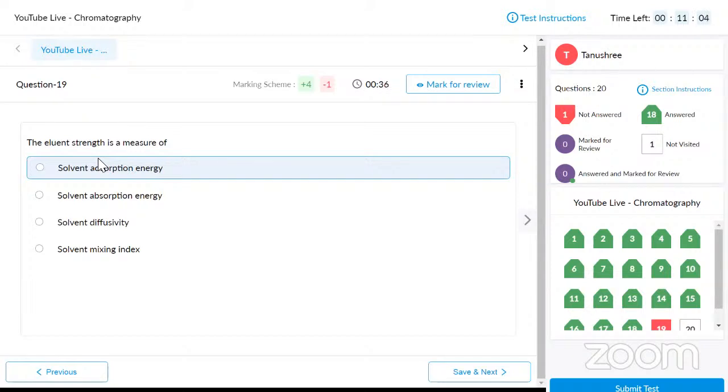Why? Because of the eluotropic series. Ranks of solvents have different capabilities to displace solutes from a given adsorbent. So each solvent has a different capacity to separate your solutes. So obviously it has to be adsorption. Why?